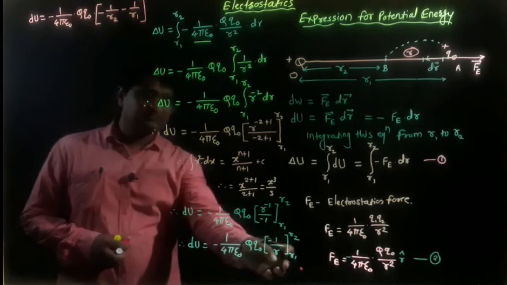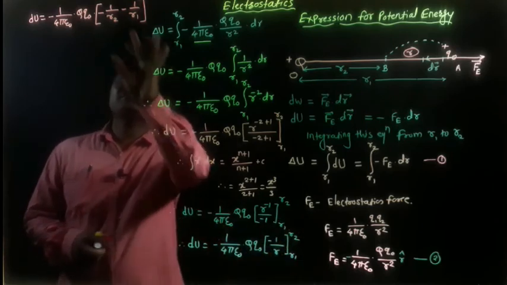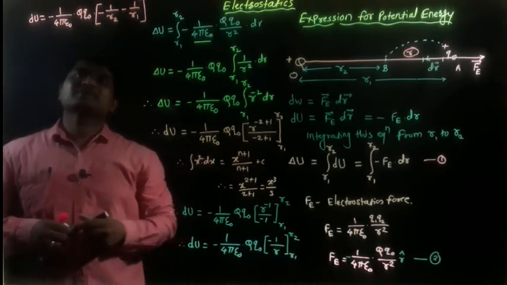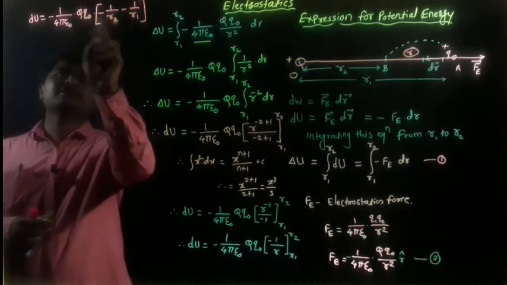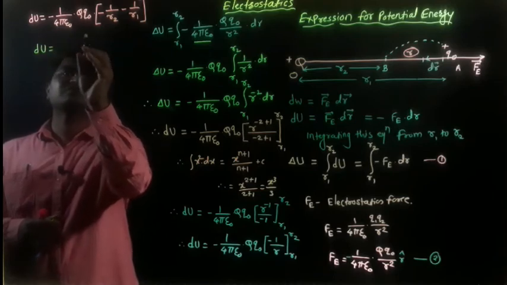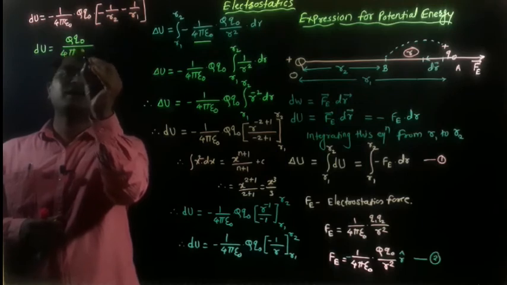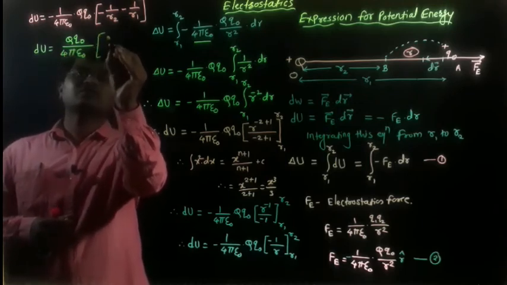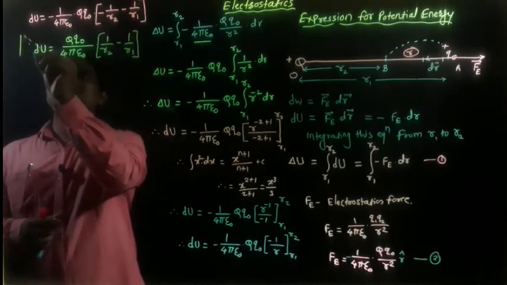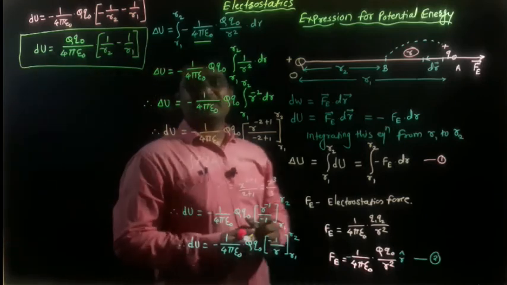You know that in this step of integrating, the same concept applies. The final limit and initial limit we can put here. After that it is very essential: this negative sign gets cancelled here. So the change in potential energy is equal to q into q naught divided by 4 pi epsilon naught into 1 upon r2 minus 1 upon r1. So this is the expression for the change in potential energy.